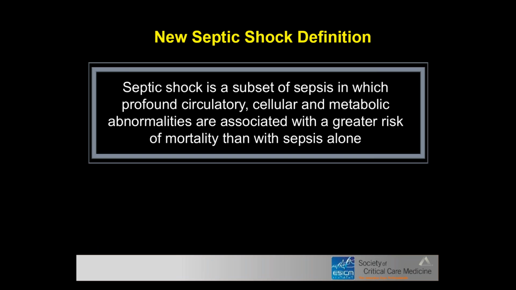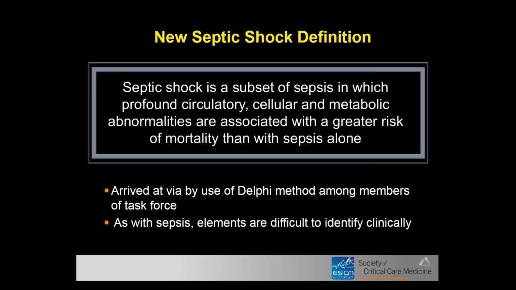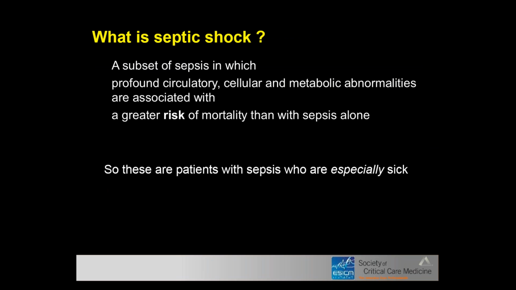The task force itself identified a definition of septic shock that we've spoken about, that is, a subset of sepsis in which profound circulatory, cellular, and metabolic abnormalities are associated with a greater risk of mortality than with sepsis alone. This was arrived at by the use of a Delphi method among members of the task force, and as with sepsis, it contains elements that are difficult to identify clinically.